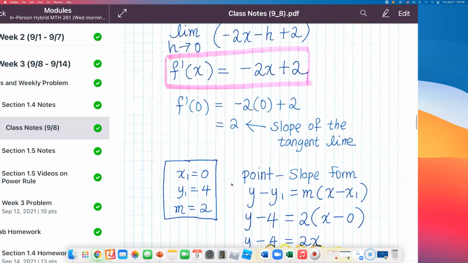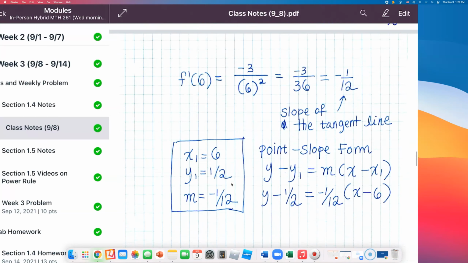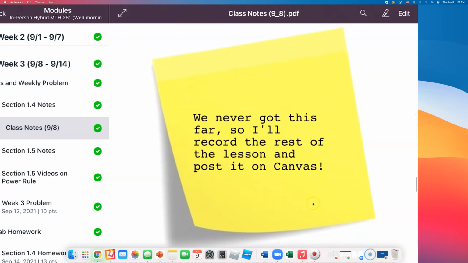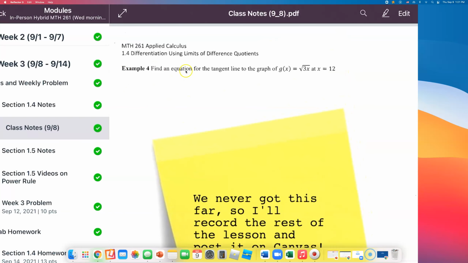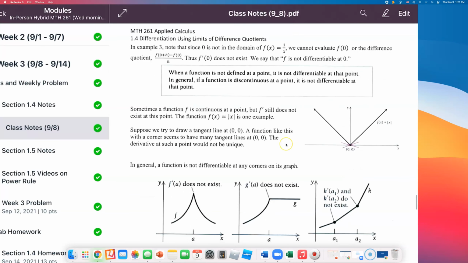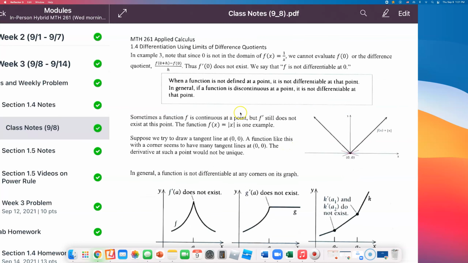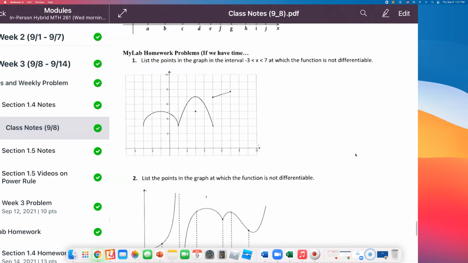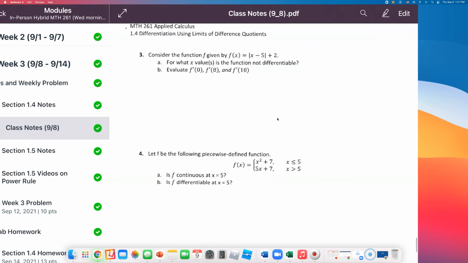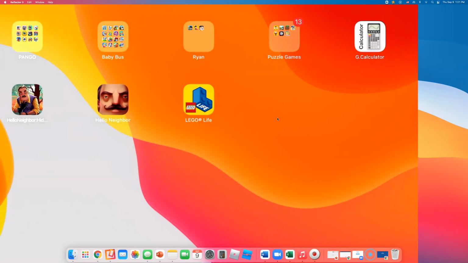But what I will do in this video is I will do one more example. Example number 4. I said we never got this far, so I'll record the rest of the lesson and post it on Canvas. So let me start with example 4 in this video, and I'll come back and talk about the other half of section 1.4. I'm talking about 3 different cases of where a function is not differentiable. And I also gathered some homework problems, my lab homework, if we have time. We obviously ran out of time, but I think they are great problems, so I do want to talk about them in videos. So here, let me start with example number 4.